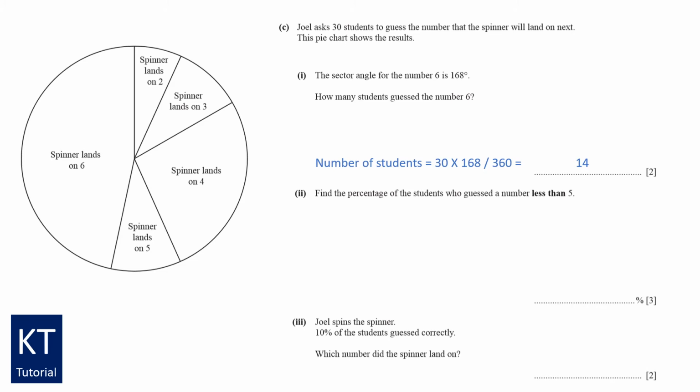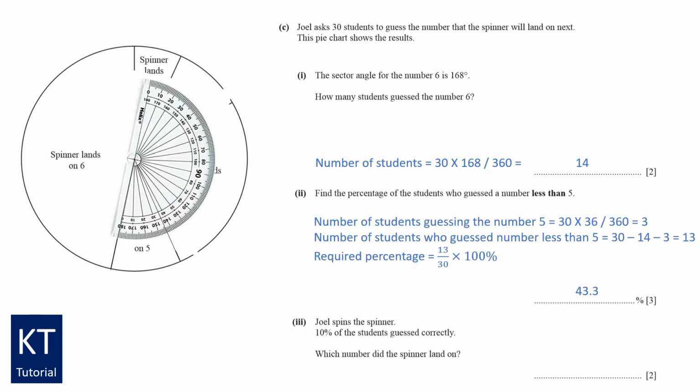Next, find the percentage of the students who guessed a number less than 5. In identifying the number of students guessing the number 5 being 3 using its sector angle, we can identify the number of students who have guessed a number less than 5 as being equal to the total of 30 minus 14 minus 3. The required percentage is therefore 13/30 times 100%.